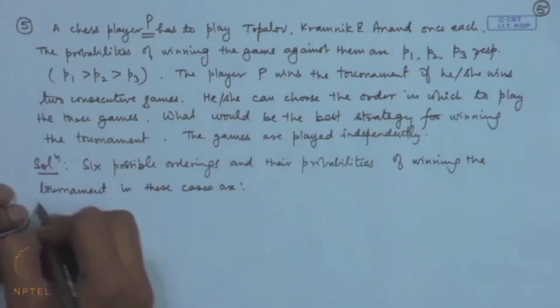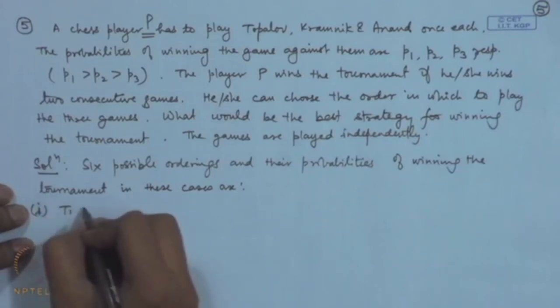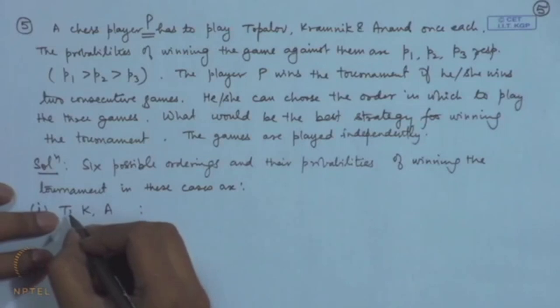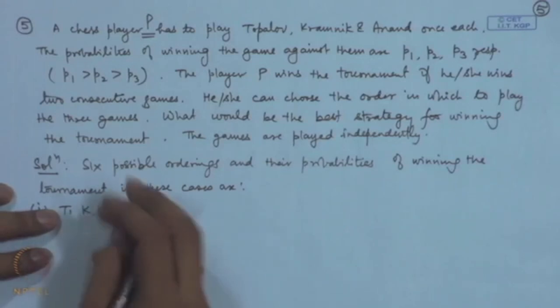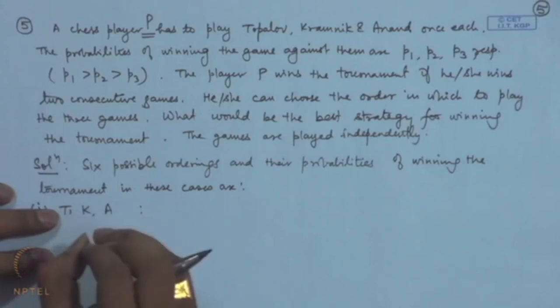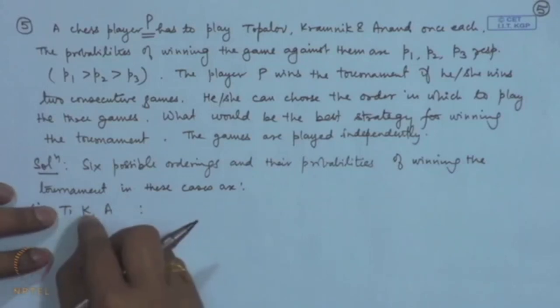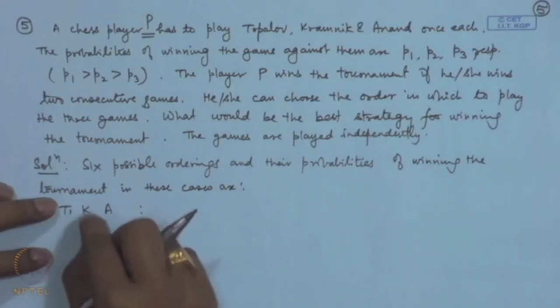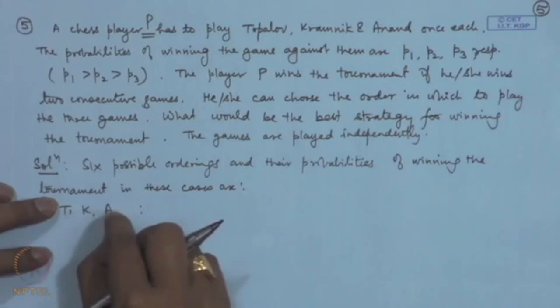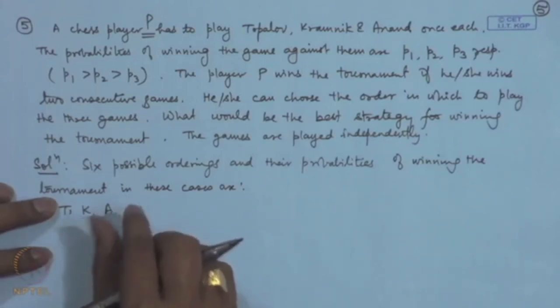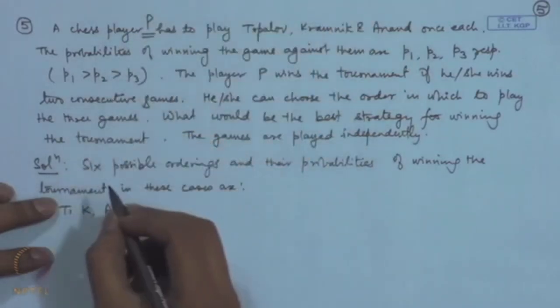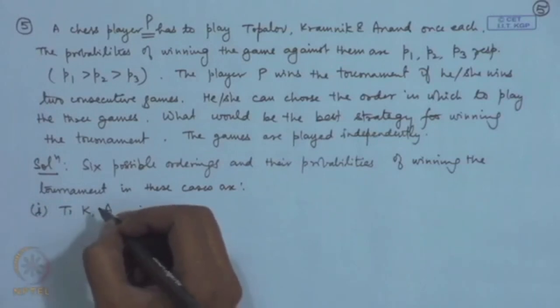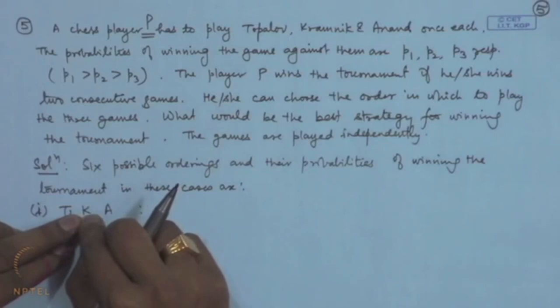Consider the first case. You play T, then K and then A. So, denoting Topalov, Kramnik and Anand. Now, winning against Topalov, winning against, so you have to win two consecutive games. That means you may win the first and second, you may win second and third. However, if you win the first one and lose the second one, and then say win the third one, even then you don't win the tournament. So, you may say what is the probability of, that means certainly I should win the second game.